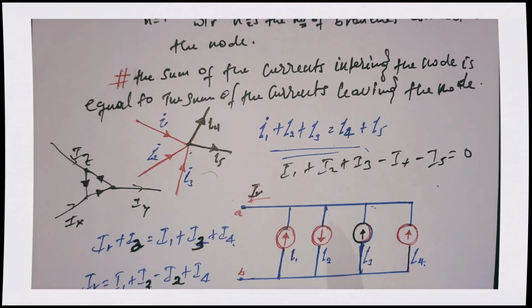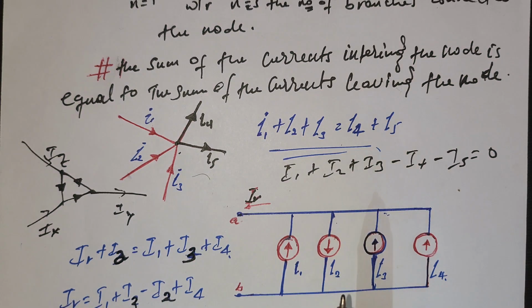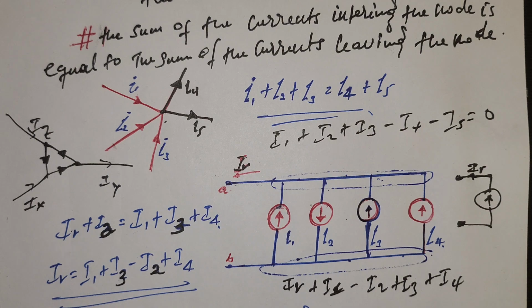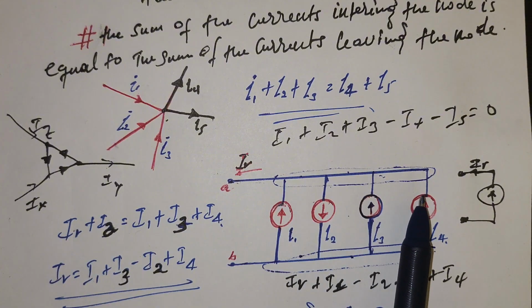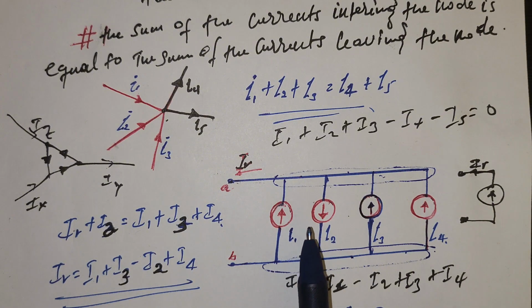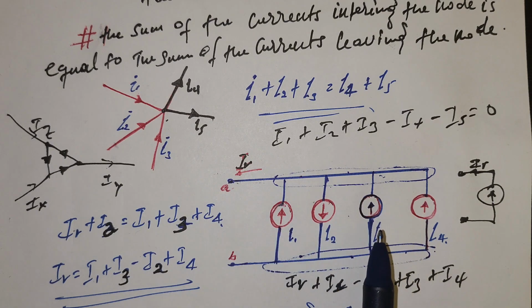Kirchhoff's current law can help us combine current sources which are held in parallel. So guys, one of the applications of KCL is combining current sources which are held in parallel, which have the same node. Current sources in the same direction can be added, and those in the opposite direction are subtracted from the whole, as you see.